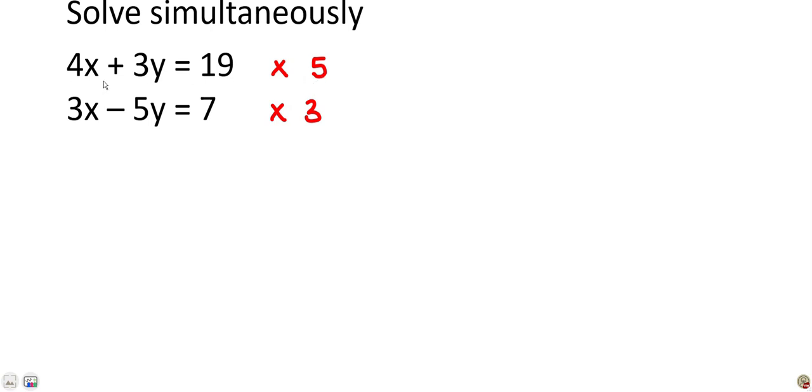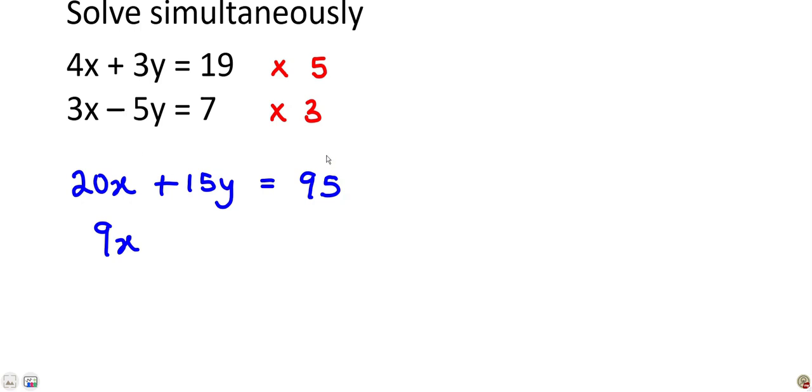So 5 times 4x, that's going to be 20x. And 5 times 3y, that's 15y. And 5 times 19, that's going to give you 95. And then I'm going to multiply the second equation by 3. 3 times 3x, that's 9x. And 3 times minus 5y, that's minus 15y, equal, and 3 times 7 is 21. And now, if you look very carefully, you can see the coefficients of y are the same.